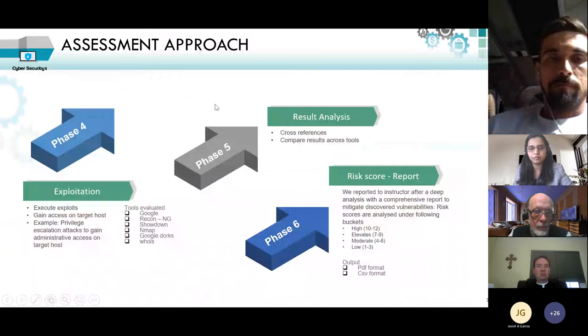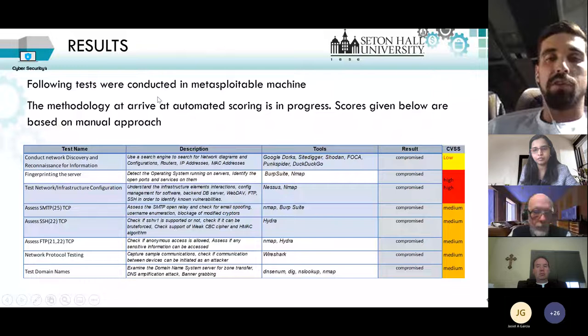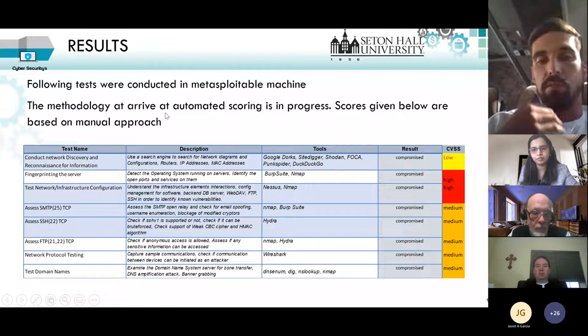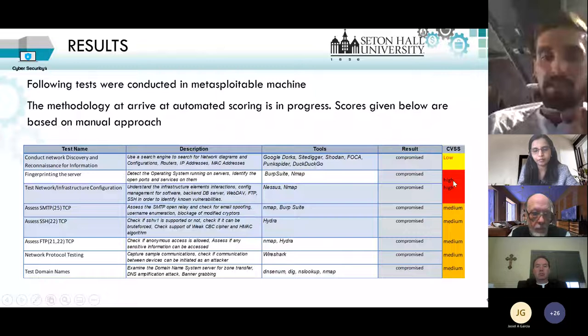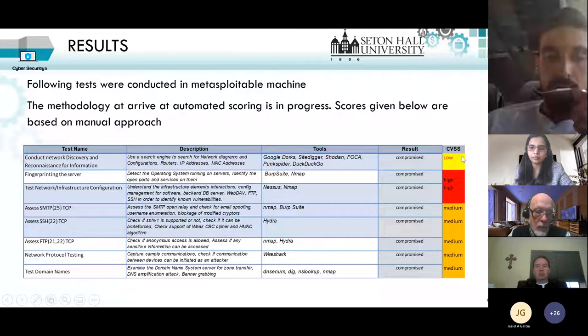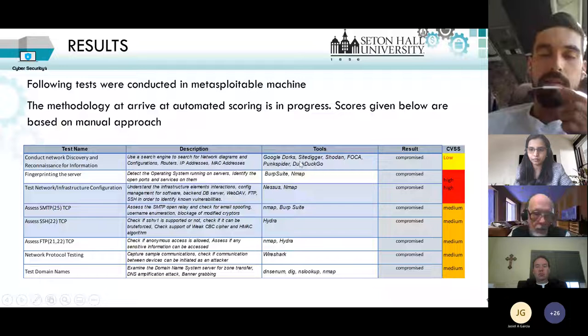So for the results, we can see that the following tests were conducted with the Metasploitable machine, like I just said, and the methodology and the model scoring in progress. You can see here the report. We picked the top 8. Like you can see, it's been rated from low to high. There's medium as well. You can see the test name. Here's the description, for example, the tools we used, all the ones that I was saying before in the phases. We used the nmap.